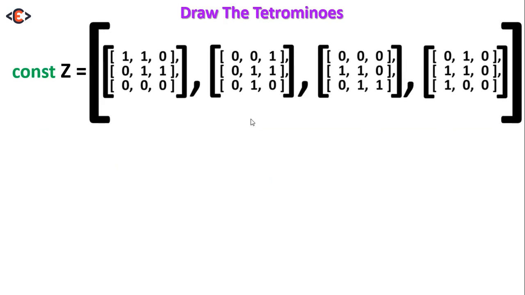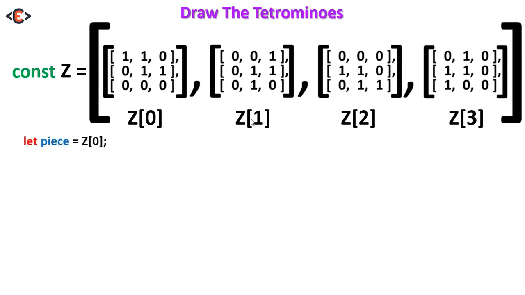Let's now talk about how to draw a piece. Let's say we have the Z piece. This is the code for the Z piece. This is Z with index 0, with index 1, 2, and 3. Let's define a variable piece and initiate it with Z with index 0, the first pattern. Then we need a color for our piece, orange in this case.